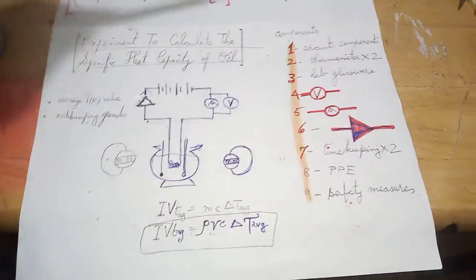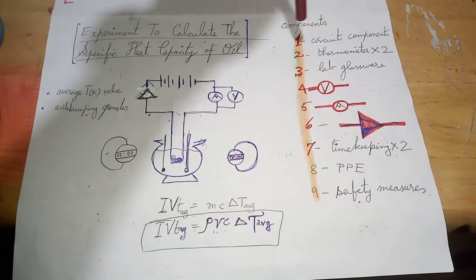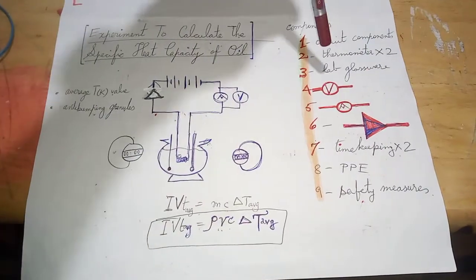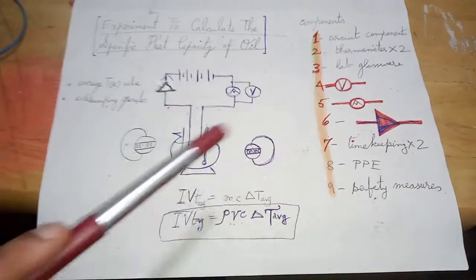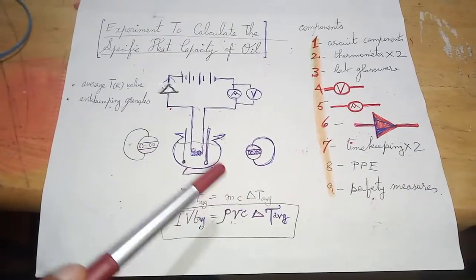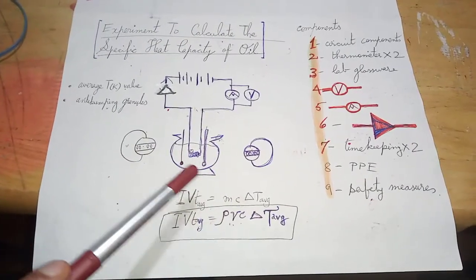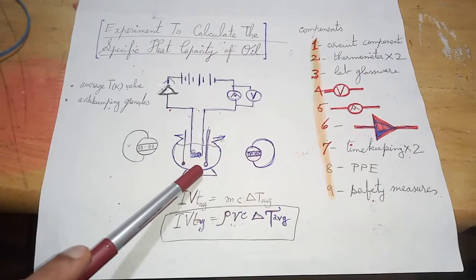So we would need the following components. The first one would be a couple of thermometers. We need 2 thermometers to verify that the temperature change is uniform in all sides, along with the anti-bumping granules here at the bottom.